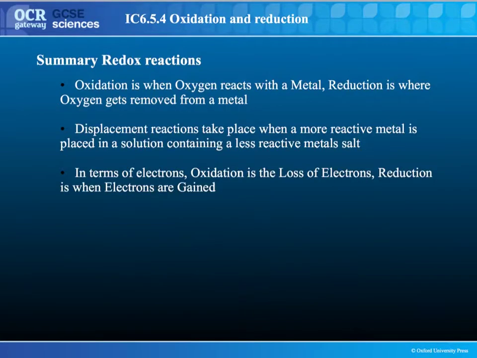In summary, the simplest form of oxidation is when oxygen reacts with a metal. Reduction is where the oxygen is removed from a metal. Another type of redox reaction is a displacement reaction. A more reactive metal displaces a less reactive metal from solution. Oxidation is when electrons are lost, and reduction is where electrons are gained. We can also call that OIL RIG, using our little mnemonic to remember.